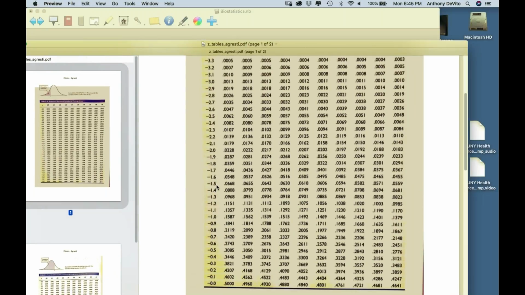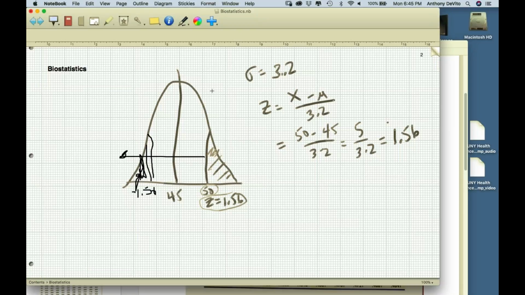Negative 1.56, 0.50, 1, 2, 3, 4, 5, 6. That's about, I'm going to round that off to 6%, 0.0594. So this is going to be 6%, which means that this area has to be 6% also.